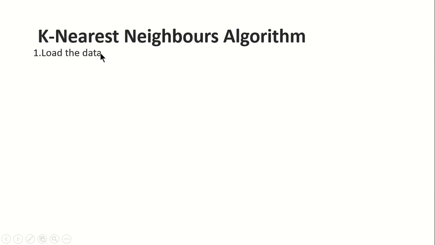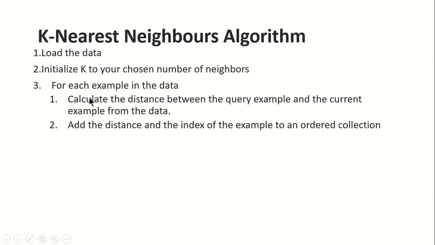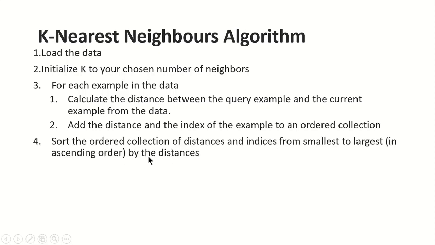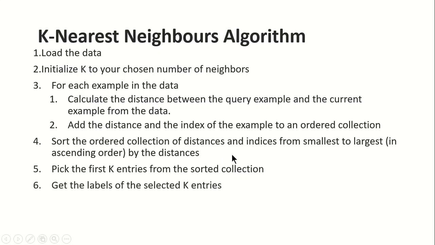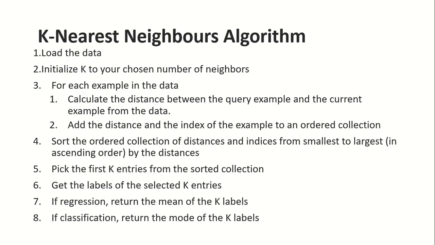We first load all the training data and initialize k to your chosen number of neighbors. Initially we can set some random value for k, and for each sample in the data, calculate the distance between the query example and the current example from the data. Okay, add the distance and the index of the example to an ordered collection, and sort the ordered collection of distances and indices from smallest to largest, that is in ascending order by the distances, and pick the first k entries from the sorted collection. Okay, get the labels of those selected k entries. If regression, return the mean of the k labels. Okay, if classification, return the mode of the k labels.